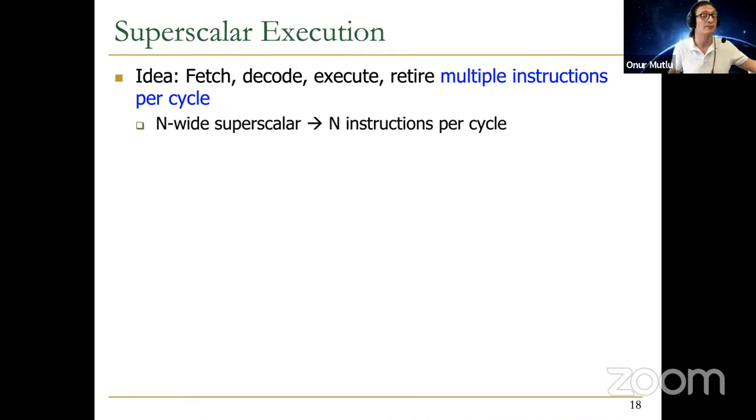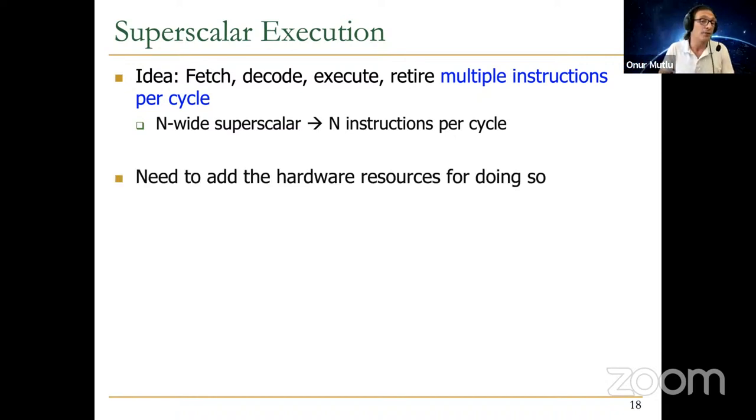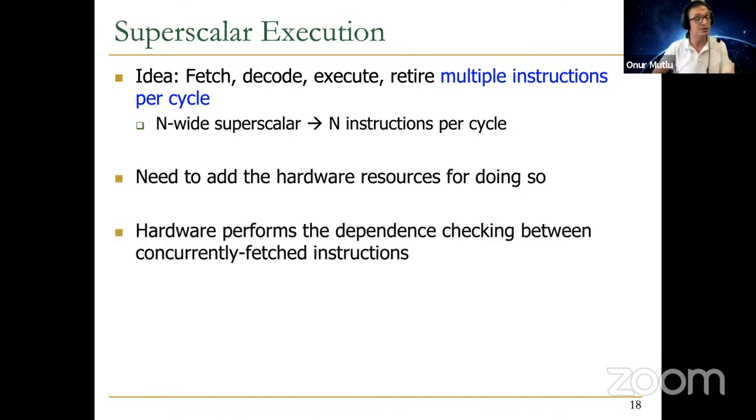Existing processors are usually more than four instructions per cycle. They're fetching more than four instructions per cycle. Some of them are fetching eight instructions per cycle, and people are trying to increase it so that you can get more concurrency. So of course, to be able to do this, you need to add the hardware resources for doing so. You need to replicate the pipeline resources so that you can fetch, decode, execute, and retire multiple instructions.